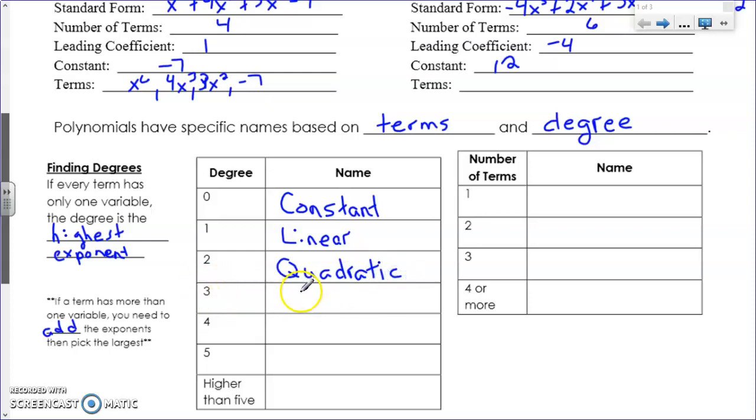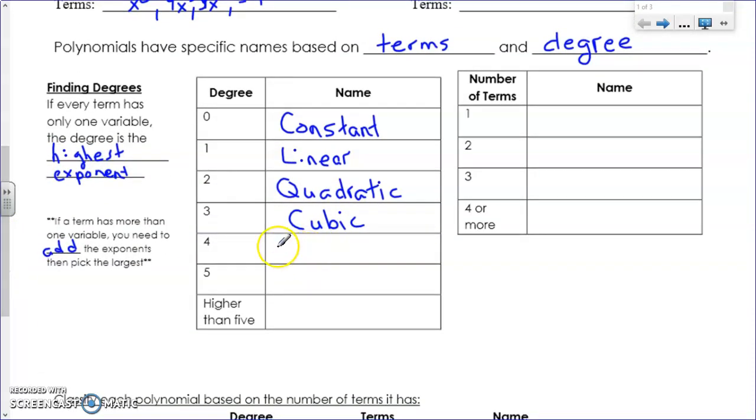And then 3 is cubic. And 4 is quartic, like 4 quarters. And then 5 is quintic. And then if it is higher than 5, you do like 6th degree, 7th degree, and so on and so forth. So there's not a special name for higher than 5. You will be expected to know these names if you do not already. And anything between 0 and 5, I expect you to use the word for. And after that, you won't.